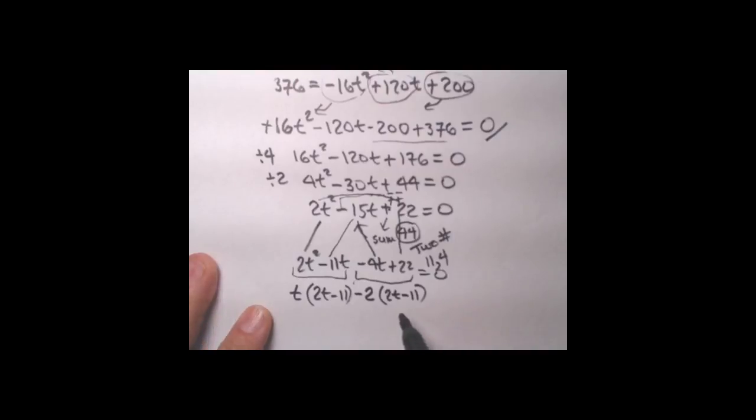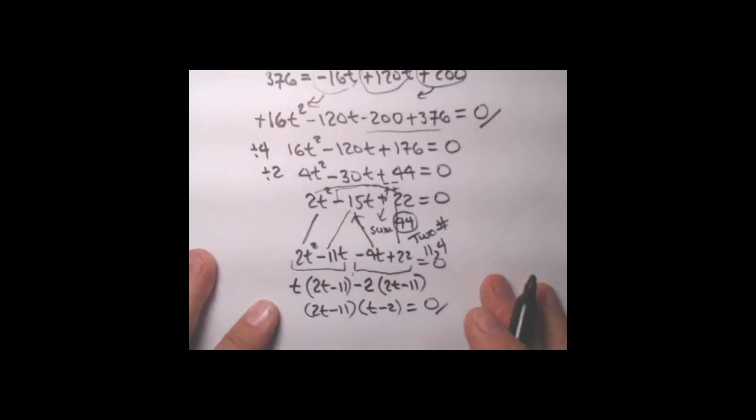Well, okay, we're not done. We got the common 2t minus 11. Here we go. The leftovers are t minus 2, and this equals the 0, of course, that we had.